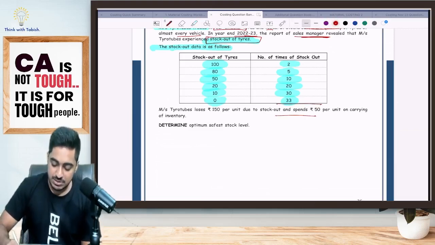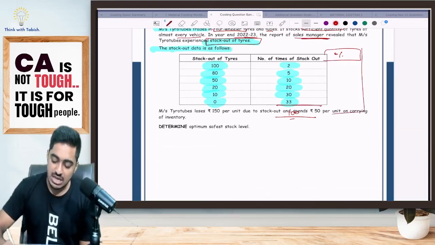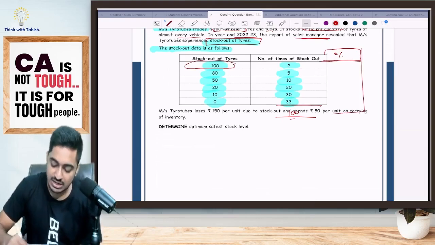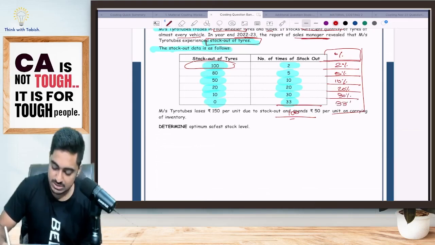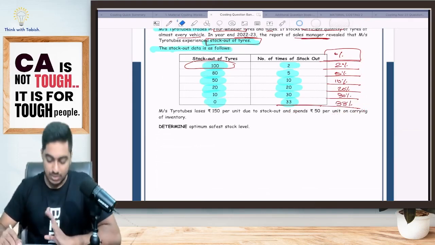Now, if you add all of these, 2 plus 5 plus 10 plus 20 plus 30 plus 33, you are getting 100. That means, tell me, if I calculate the percentage, students, how many percent of the times did I experience a stockout of 100 tires? 2%. How much percent of the times a stockout of 80 tires? 5%. A stockout of 50 tires? 10 percent, 20 percent, 30 percent, 33 percent. Till here, is this clear, everyone? Yes, sir. Till here, clear, no doubt.